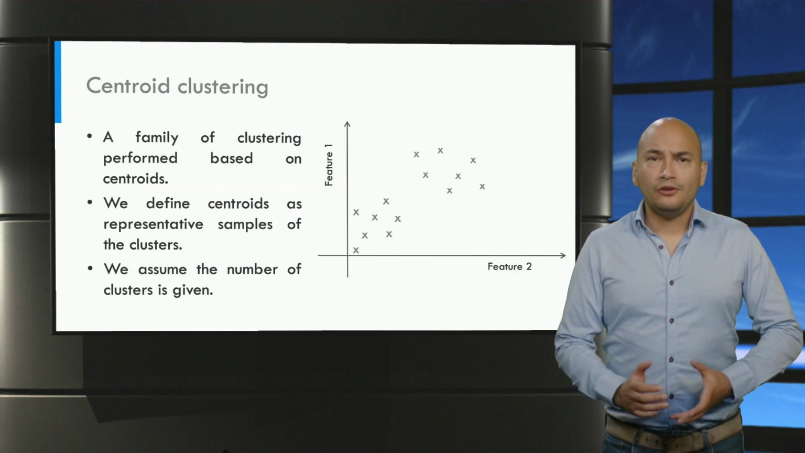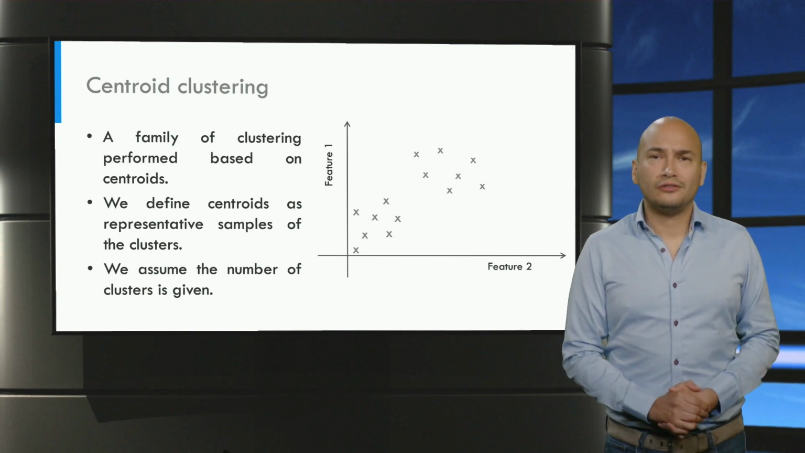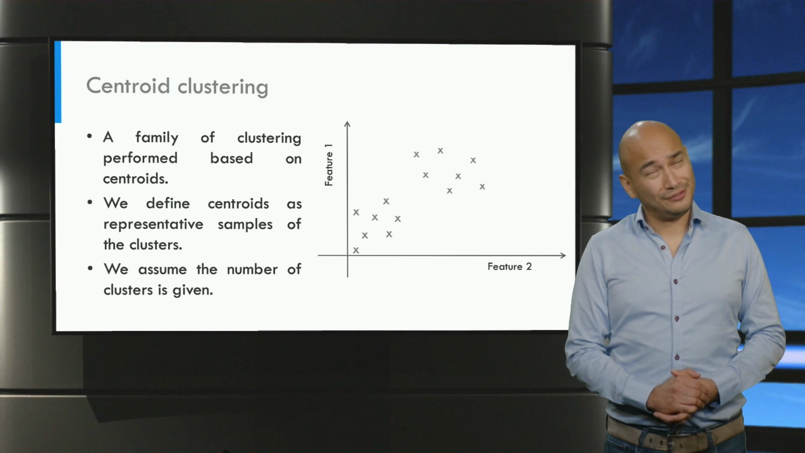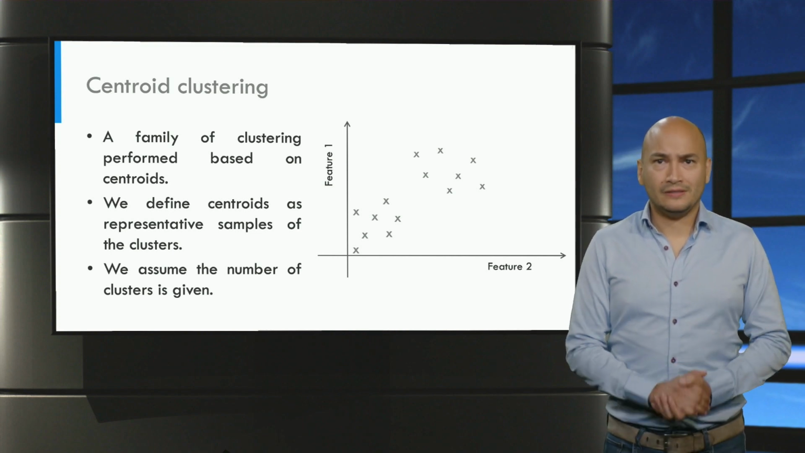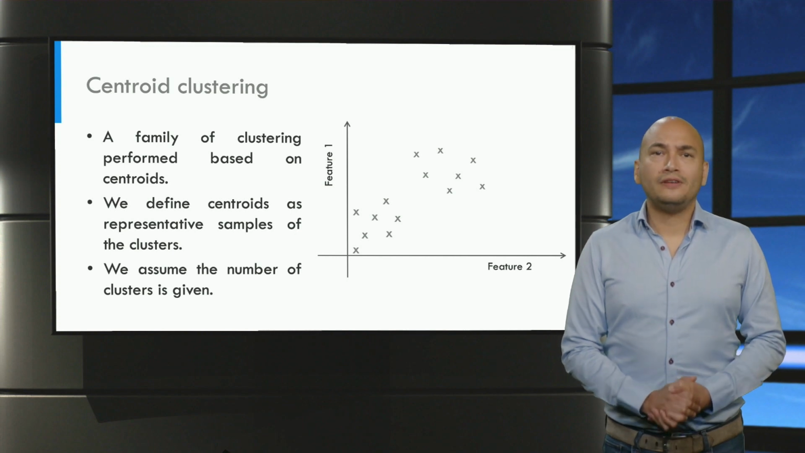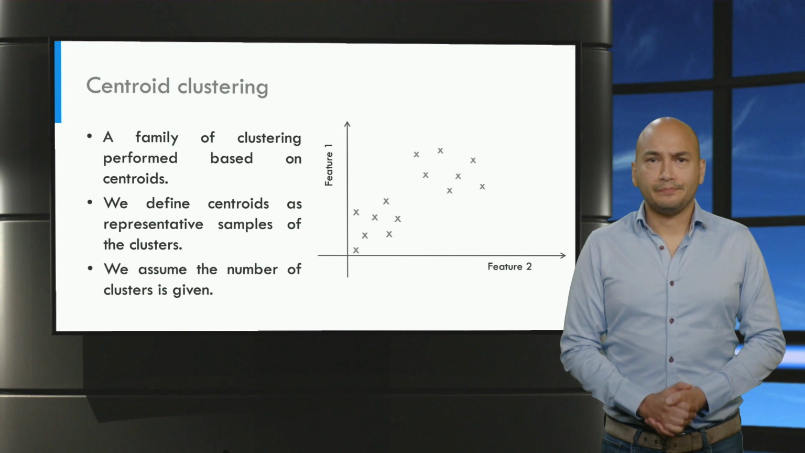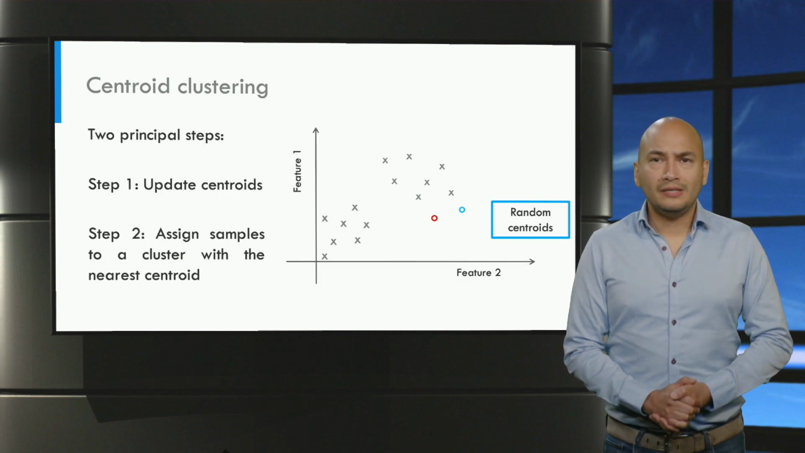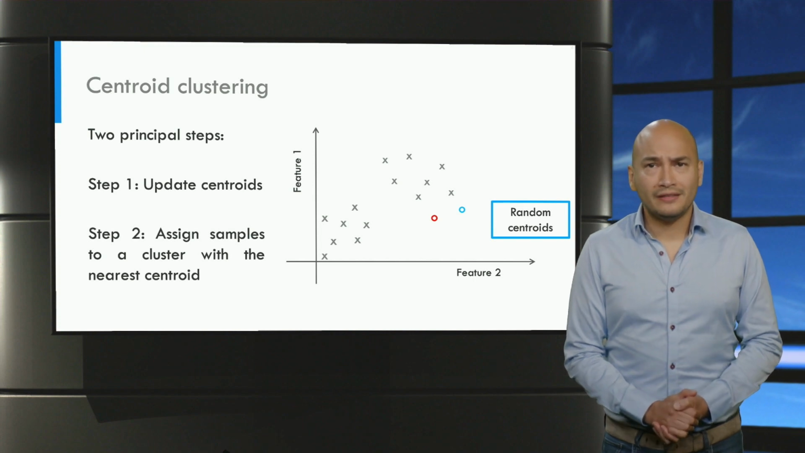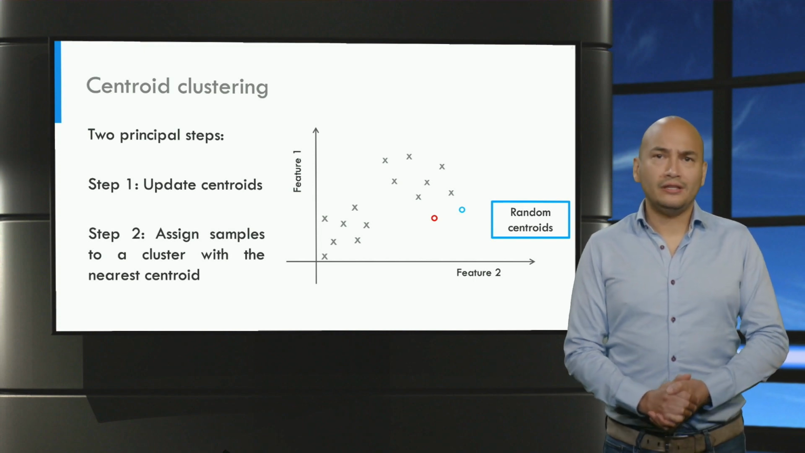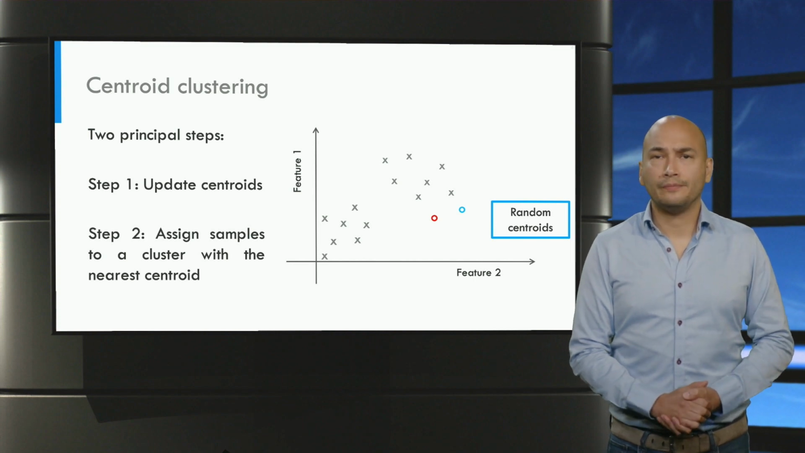From the name, you might already know that centroid clustering is a family of clustering methods performed based on centroids. We define centroids as a representative sample of the cluster. Here we assume the number of clusters is given. There are two principal steps in centroid clustering methods. The first one is to update centroids, and the second is assigning samples to a cluster with the nearest centroid.